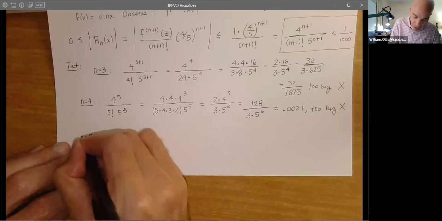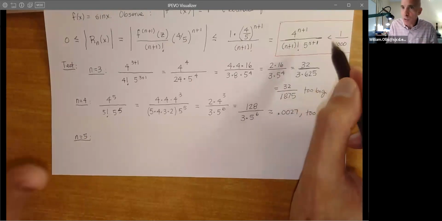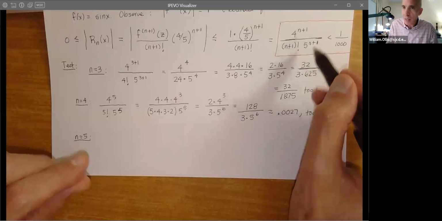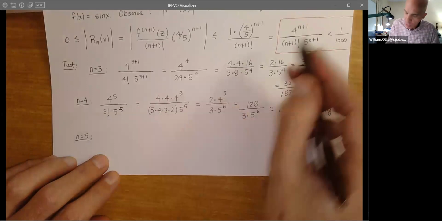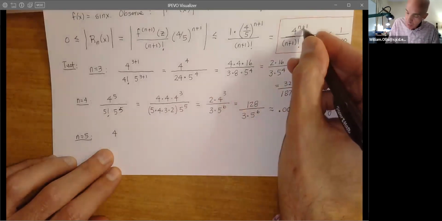We can't really do any better than this because this is not a function that, of course, if you're doing a numerical analysis problem, you can just run a little routine to check it, an if then statement, and boom, you're done. But we have to do this by hand. So now we have 4 to the 6. So n is equal to 5.